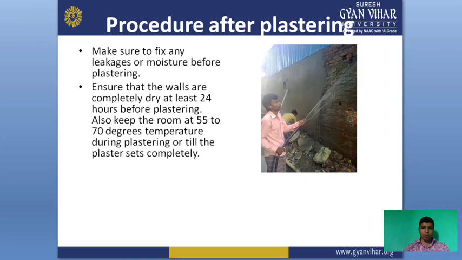Next point is make sure to fix any leakage or moisture before plastering. We have to make sure there is no leakage and no moisture before plastering. The next is ensure that the walls are completely dried 24 hours before plastering. Also keep the room at 55 to 70 degrees temperature during plastering or till the plaster sets completely. This is the complete procedure before plastering is done.